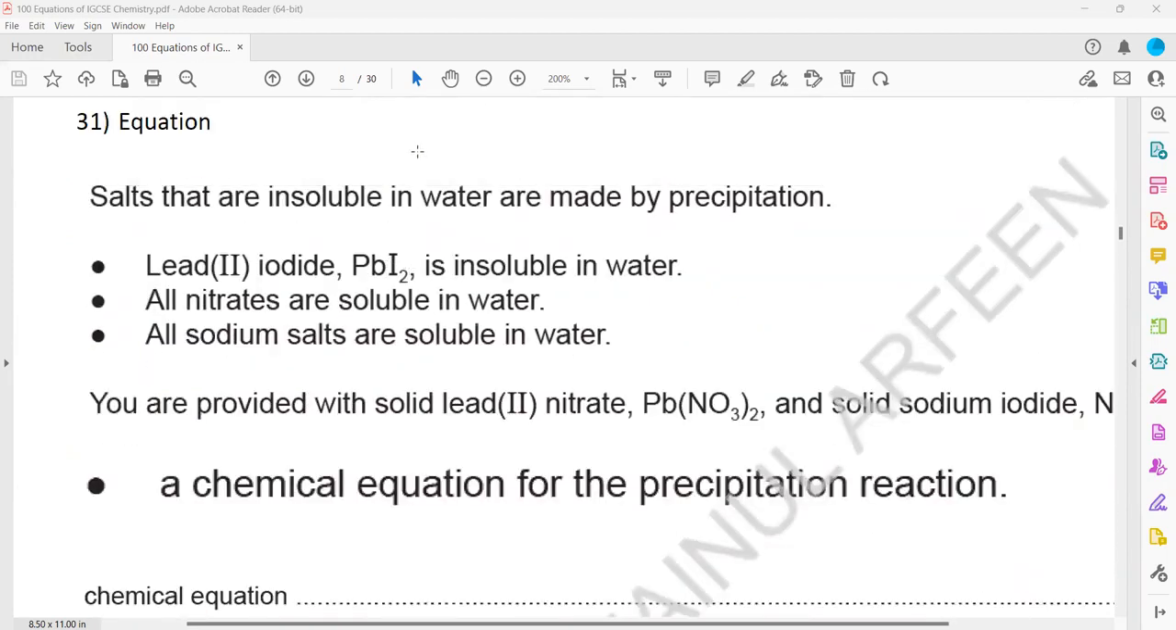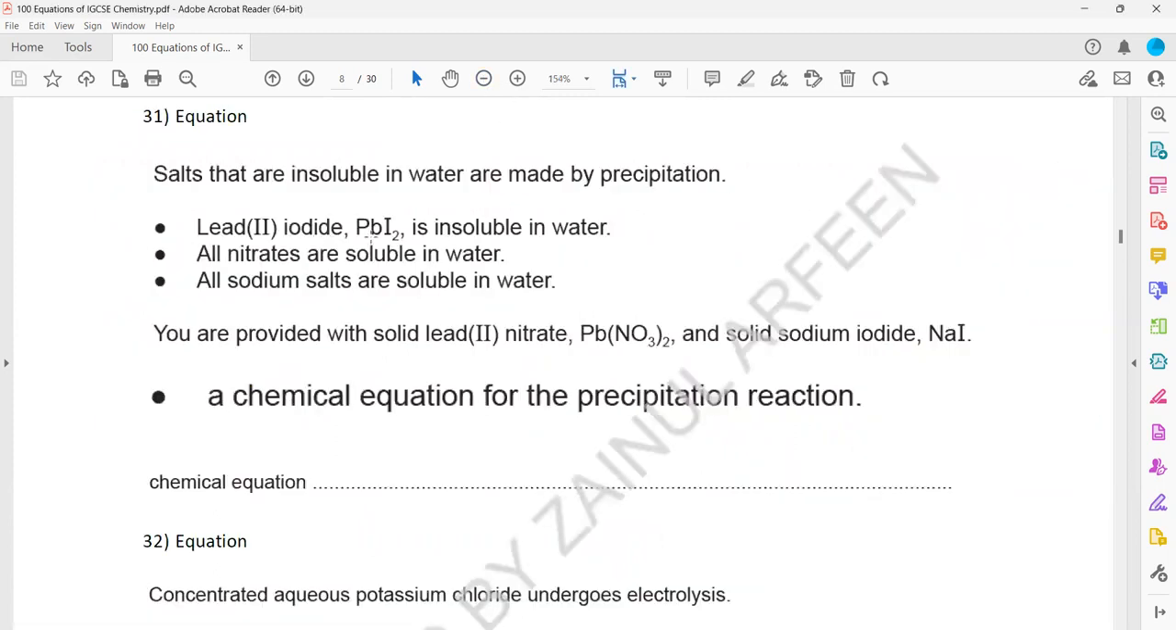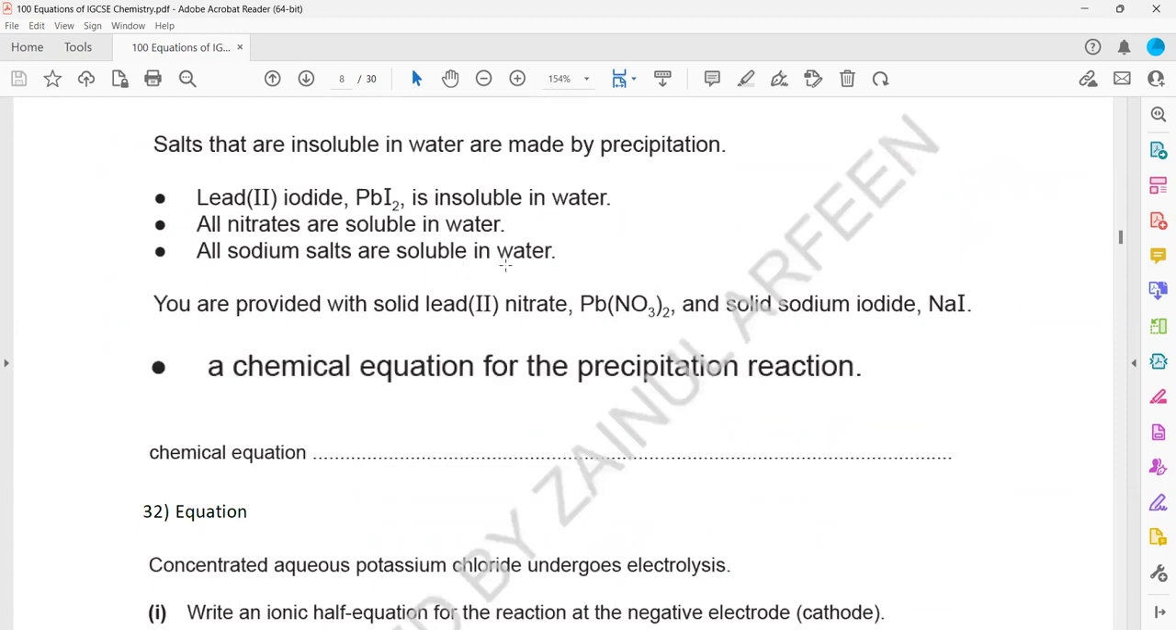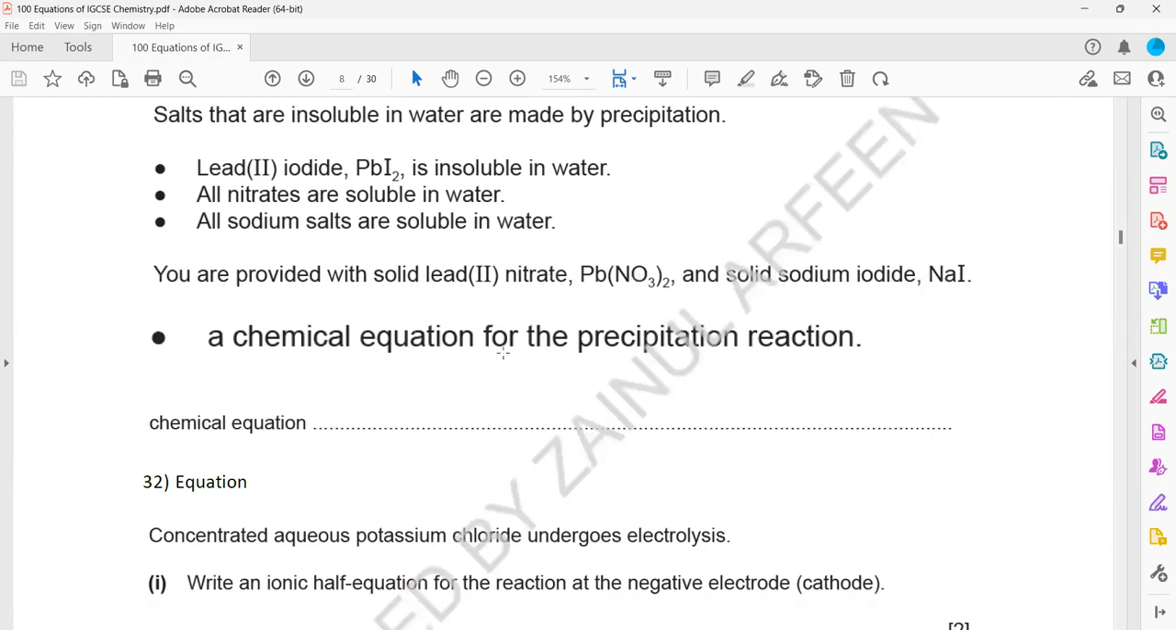Salts that are insoluble in water can be made by precipitation. Lead(II) iodide is an insoluble salt. All nitrates are soluble and all sodium salts are soluble. You are provided with lead(II) nitrate and need a chemical equation for the precipitation reaction of solid lead iodide. If they ask for an ionic equation, we just write the change in ions. But now it's a chemical equation, so we have to include all of them.